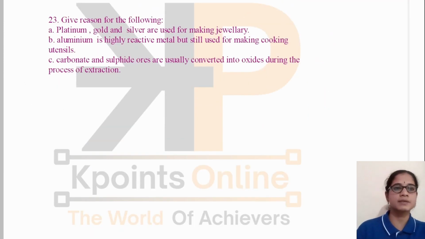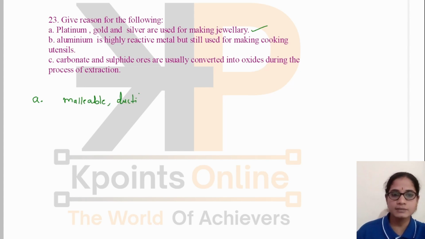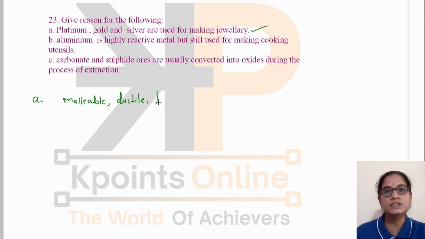See the next question here. Give reason for the following: platinum, gold and silver are used for making jewelry. The reason is they are malleable. These are metals which are malleable, ductile, and, importantly, lustrous. They have a shining surface, so the jewelry made out of these metals looks very beautiful.